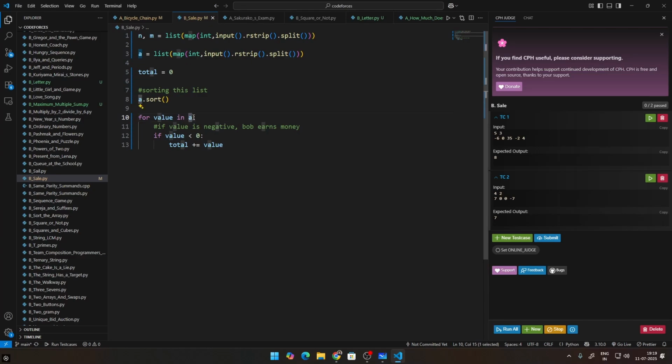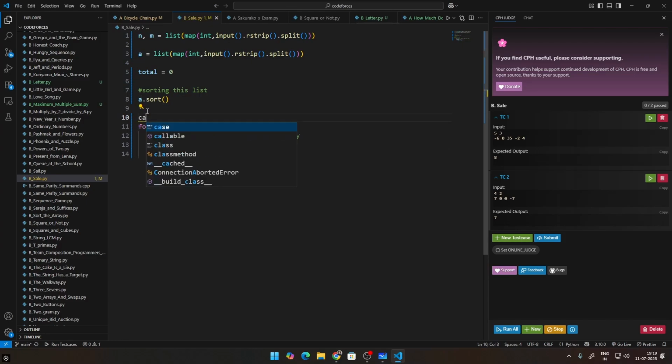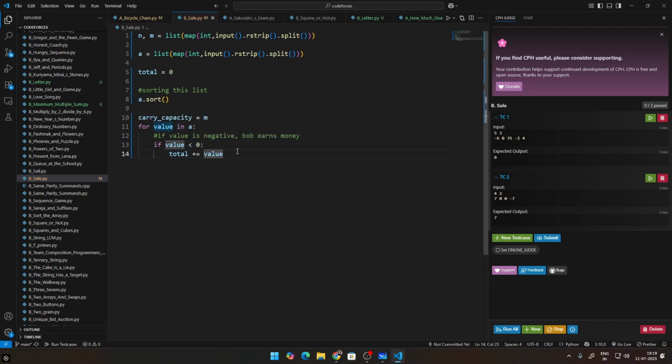So here, for me to go till a, I can do two things. One, I could keep decreasing m so that every time a value is added, I actually reduce the carrying capacity of Bob. The carry capacity will be given by nothing but m. I will decrease the carry capacity by 1, and here I can simply check that carry capacity is greater than 0, because even if it's 1, I can just go ahead and take that.